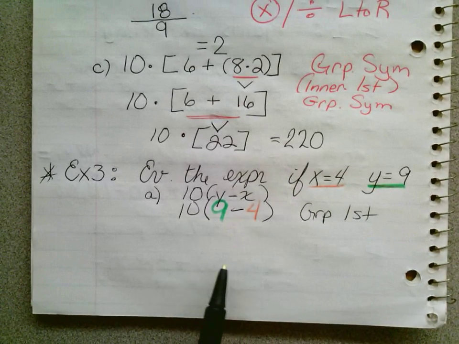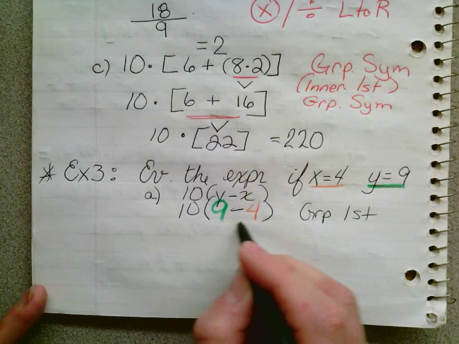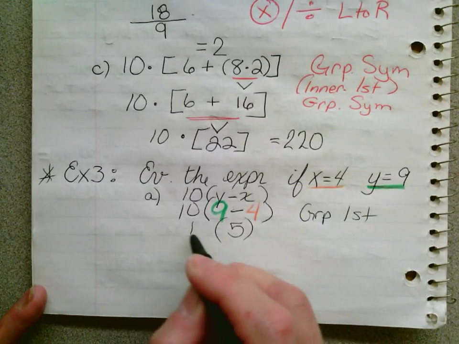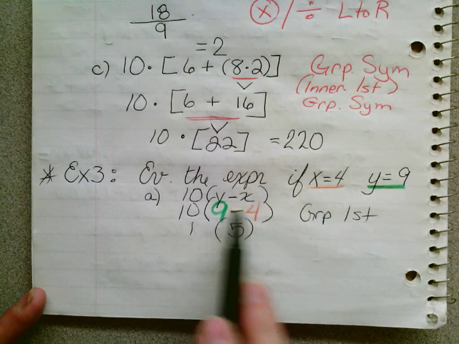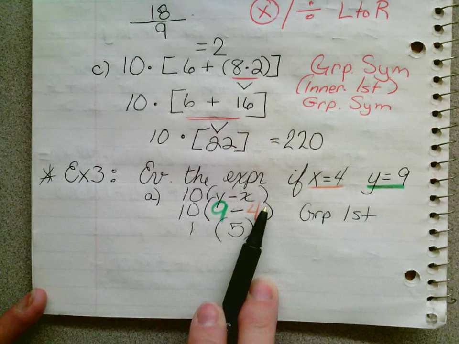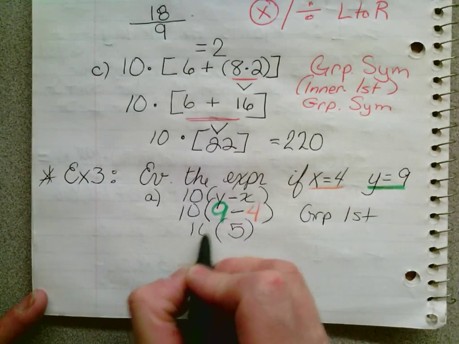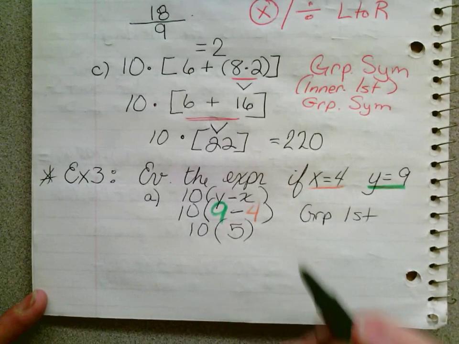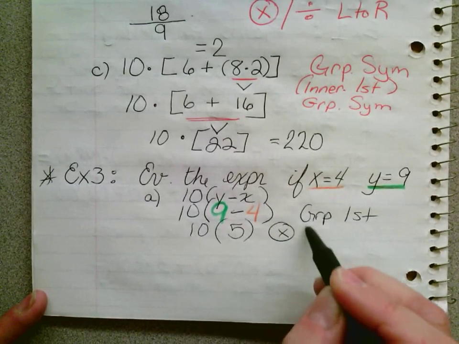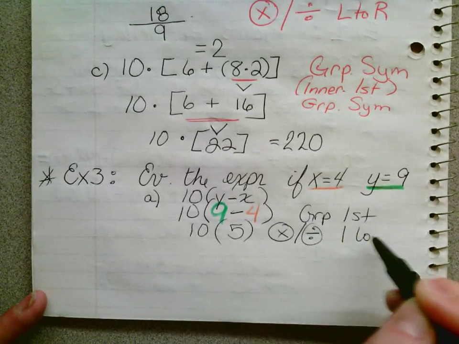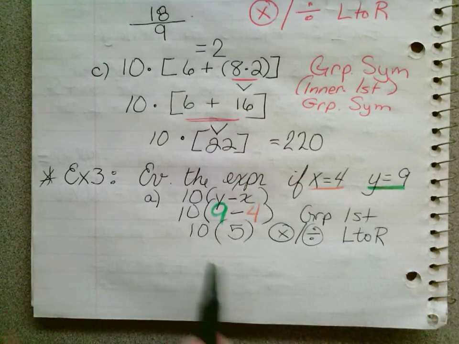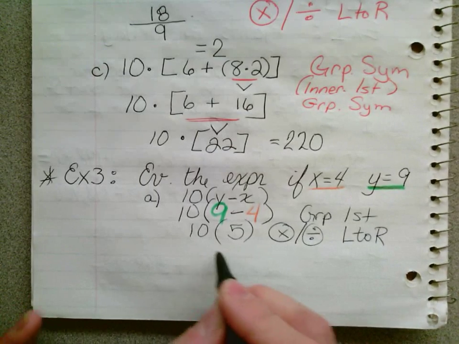That's this. What's 9 minus 4? Go ahead, Ryan. 9 minus 4? Nope, not going to roll that way. 9 minus 4? Yes, 5 will do it. Last thing, we don't have any exponents, so we're going to multiply or divide left to right. All I have is multiplication. I should have come up with 50.